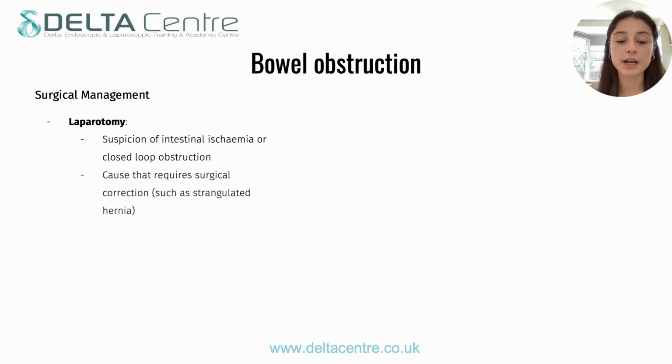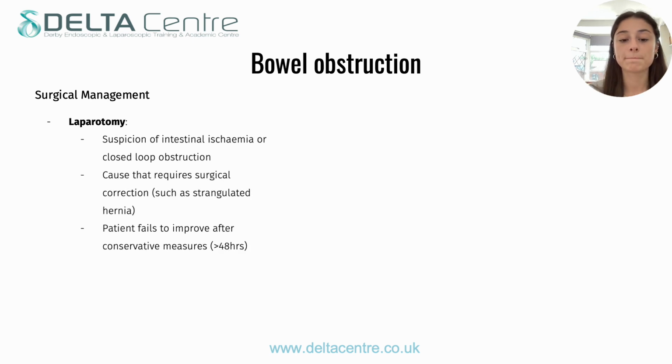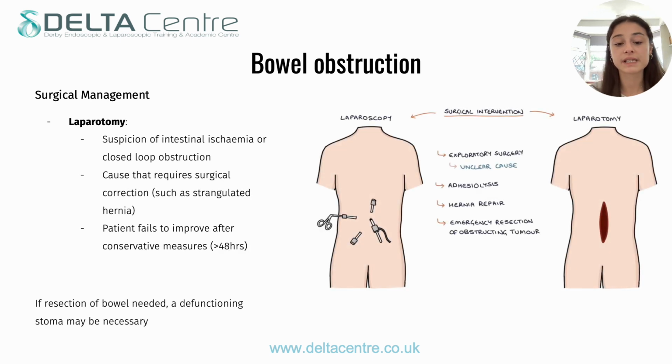So we can do a laparotomy. We do that especially when we suspect that the cause of the bowel obstruction is something that requires surgical correction. Something like a strangulated hernia will definitely need surgical management, so we go straight into a laparotomy. You also do it if you suspect intestinal ischemia and also a closed loop obstruction.